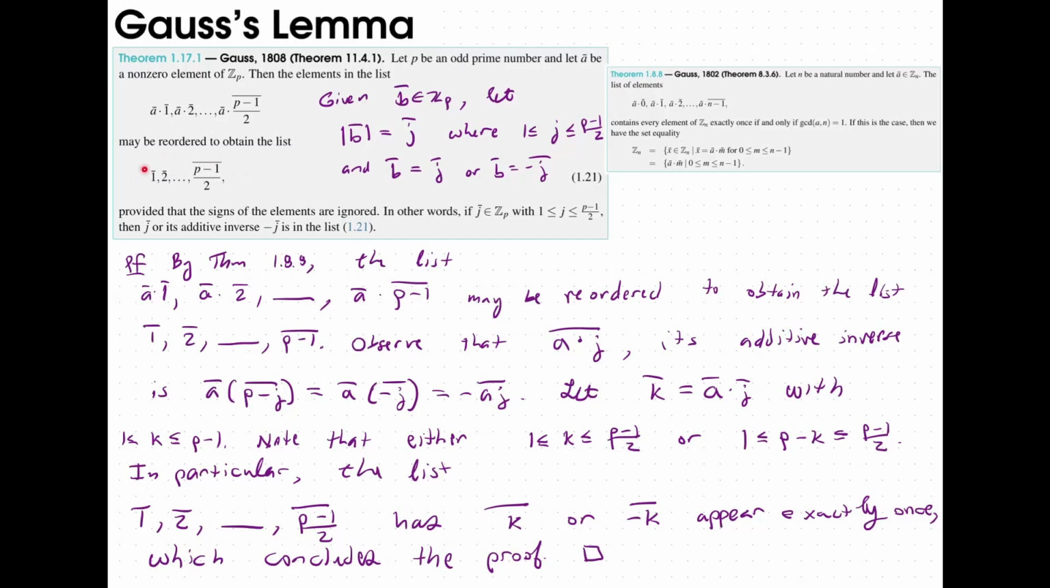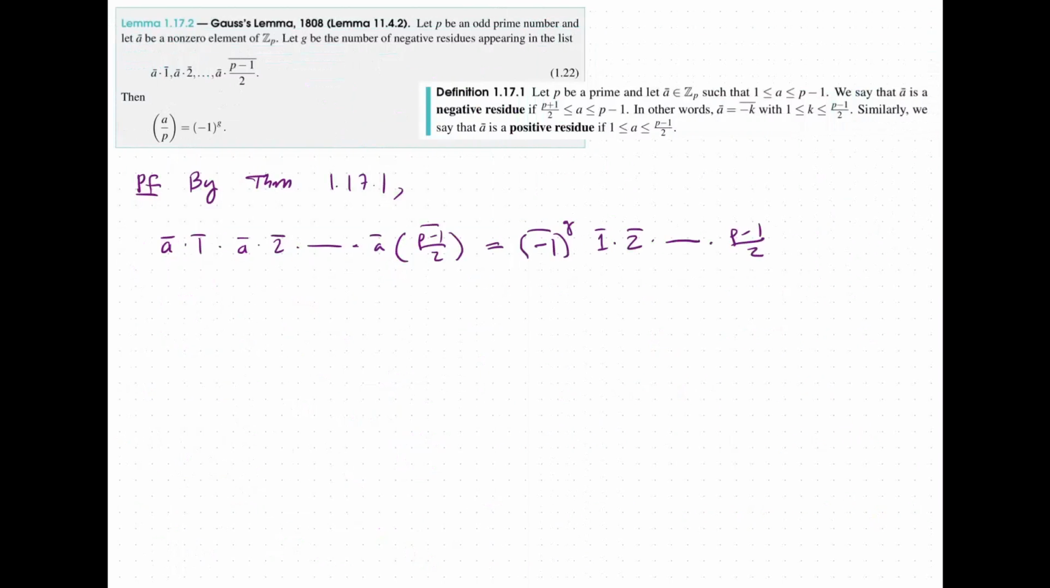And so what we are simply saying is a restatement of the theorem. Here we ignore the signs, and so this is equal if we ignore the signs. But if we do not ignore the sign, some of these are negative. So when we multiply them out, we're going to have a negative 1 to an exponent which is the total number of negatives that occur, which is what we are defining as g. So we have this equality here.